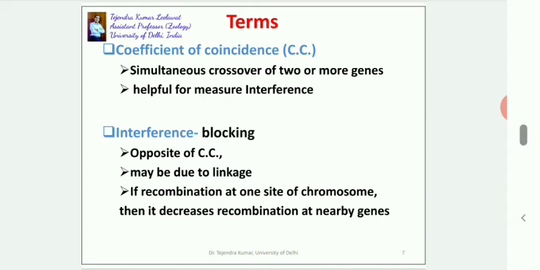Interference simply means blocking. It is just the opposite of the coefficient of coincidence, and it may be due to linkage. If recombination occurs at one site of a chromosome, then it decreases the recombination at nearby genes, meaning it decreases the probability of the next gene recombining. This is called interference, meaning they interfere, they block.